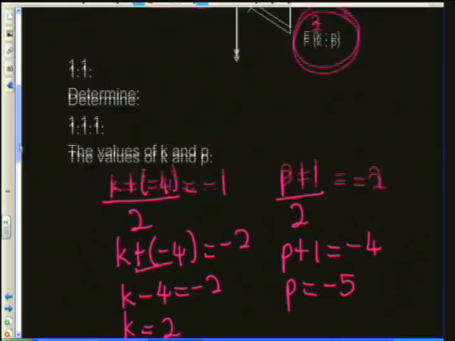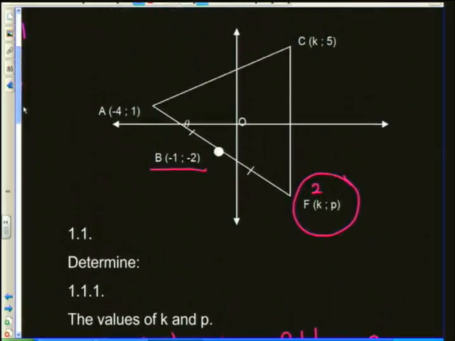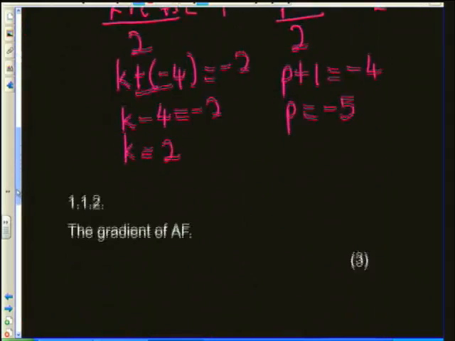And there we've solved for K and P, which means we can go back to our sketch and fill in the stuff we've worked out. This is going to be negative 5, and this point here is 2, negative 5. Awesome stuff. Let's look at the next bit, 1.1.2.